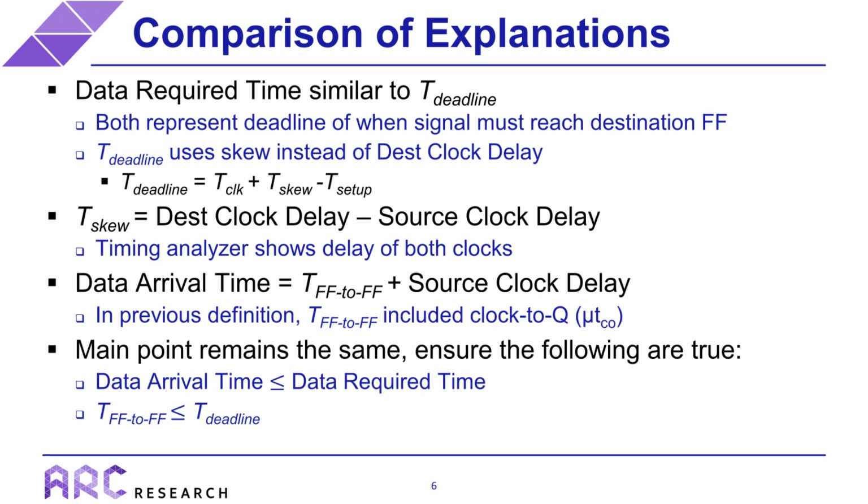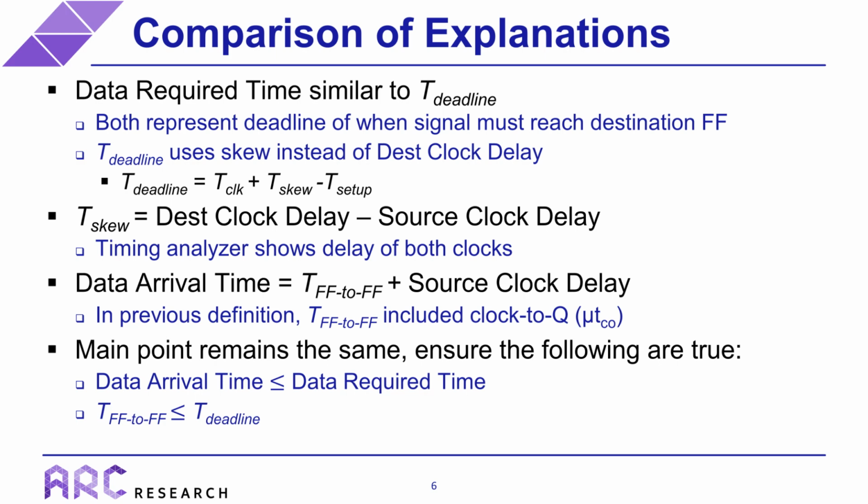So this slide explains the differences between my definitions and the Intel definitions. Technically, both are describing the exact same constraints, just in different ways. First, the data required time is very similar to my previous definition of the deadline. In fact, both represent a deadline of when a signal must reach the destination flip-flop. However, my deadline definition simply uses the clock skew instead of just using the destination clock delay. Now, the skew is just the difference between the destination clock delay and the source clock delay.